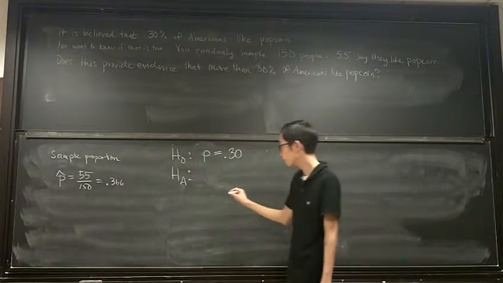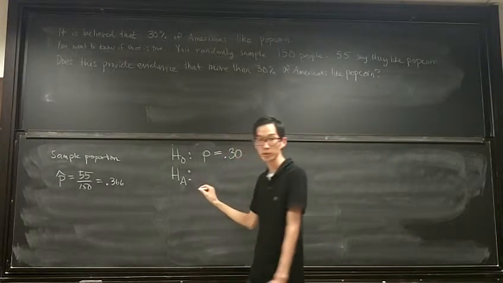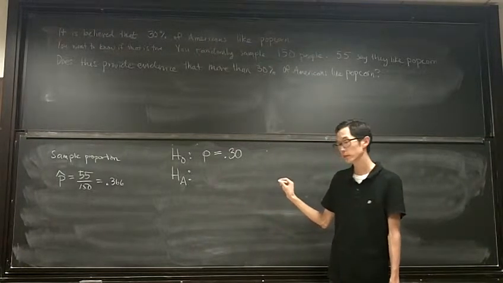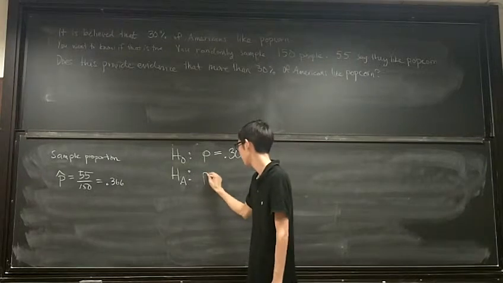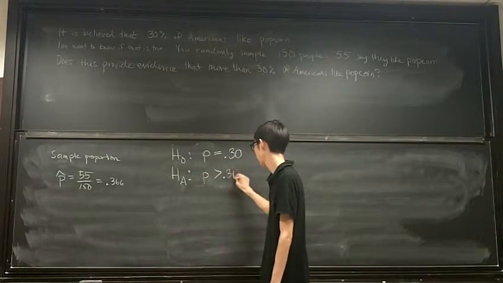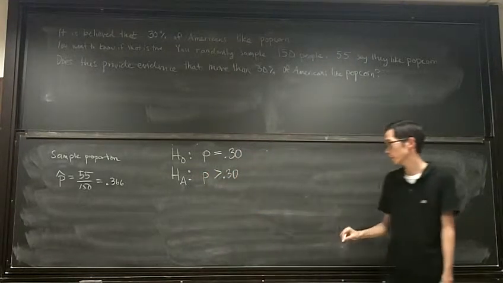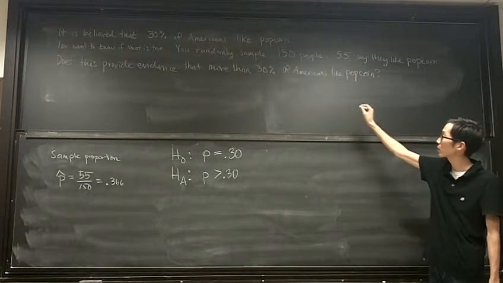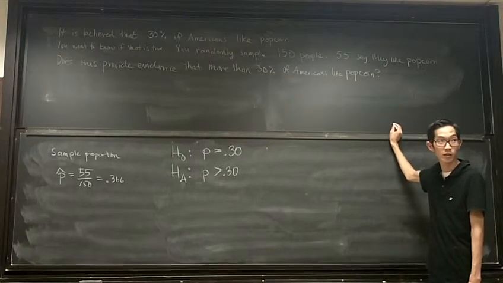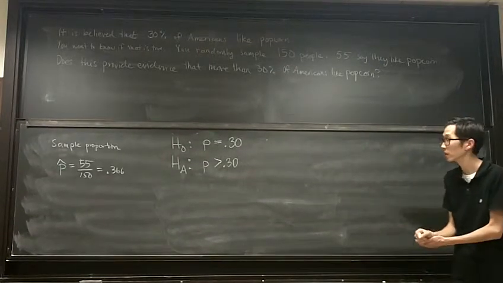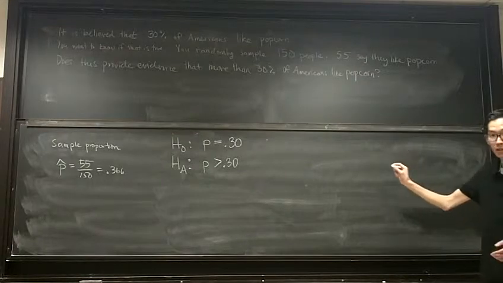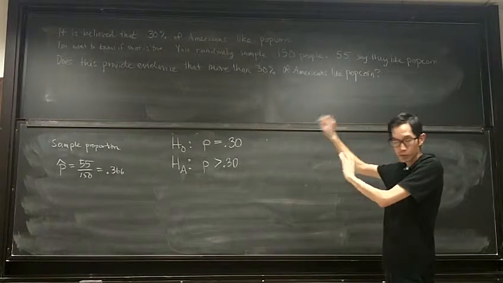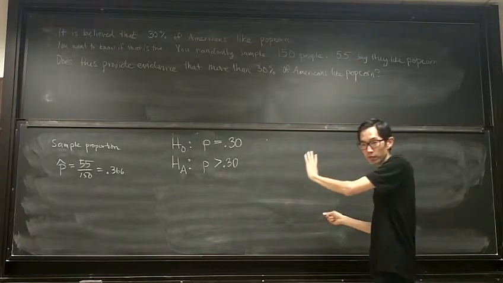Okay. And the alternative is what? P less than 30? Not less than. Or more than 30? P is greater than 30, which is what we got, the 0.366, right? Well, it's because I'm asking the question, does this provide evidence that more than 30% of Americans like popcorn? That's the question I'm asking. More. Yeah.